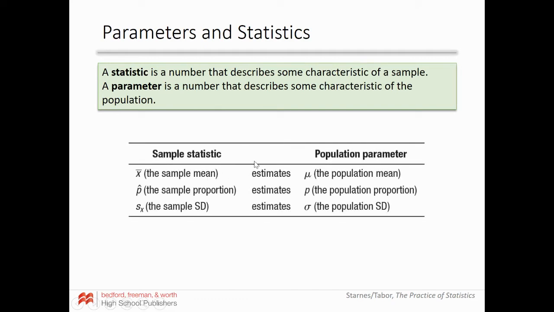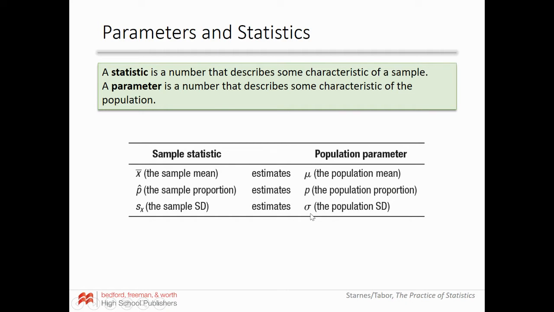For example, you could find the mean. If it's the mean of a sample, we use x bar. If it's the mean of a population, then it is mu. The other one that we should be familiar with is standard deviation. If it's of a sample, it's s sub x. And if it's the population, it is just sigma.